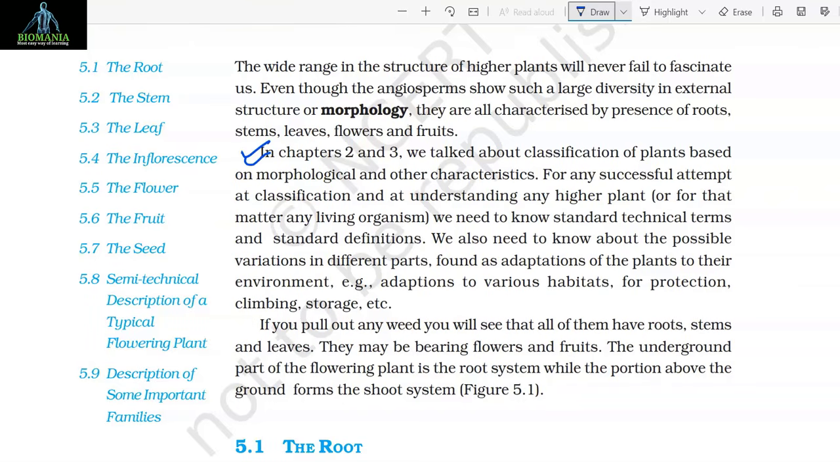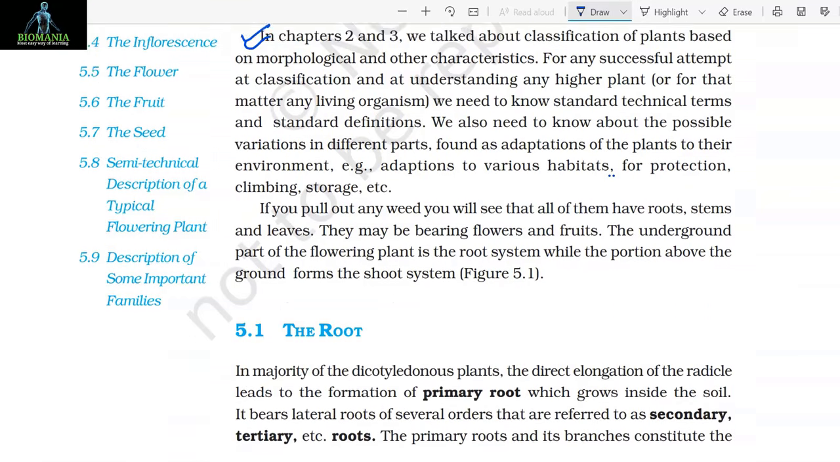In chapters 2 and 3, we talked about classification of plants based on morphological and other characteristics. For any successful attempt at classification and at understanding any higher plant, or for that matter any living organism, we need to know standard technical terms and standard definitions. We also need to know about the possible variations in different parts, found as adaptations of the plants to their environment. Example, adaptation to various habitats for protection, climbing, storage, etc.